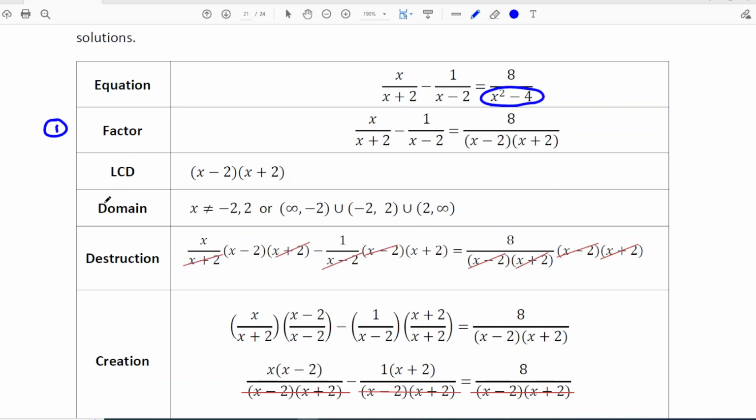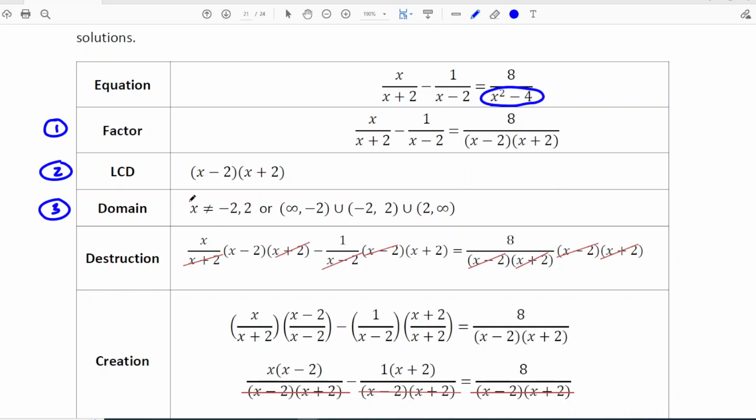Then you want to set your domain restrictions. Your domain restriction for this one is that because my denominator is x minus 2, x plus 2, x cannot equal negative 2 or 2. That's because if I put a negative 2 in here, negative 2 plus 2 is 0. Anything divided by 0 is undefined. And same thing with the minus 2.